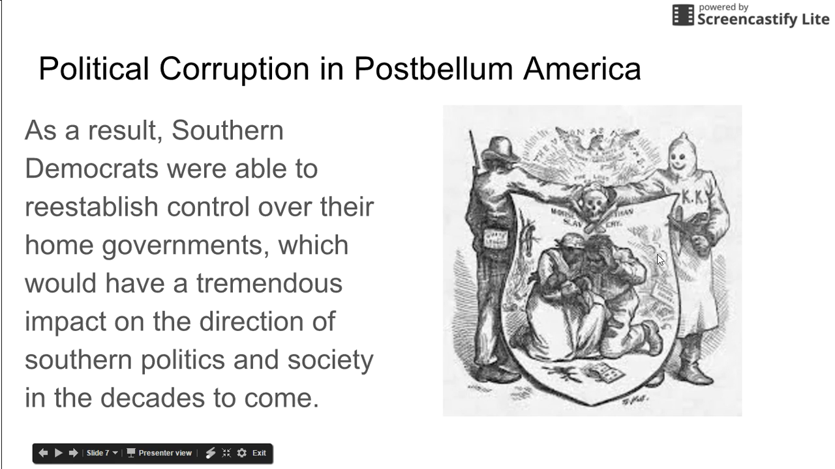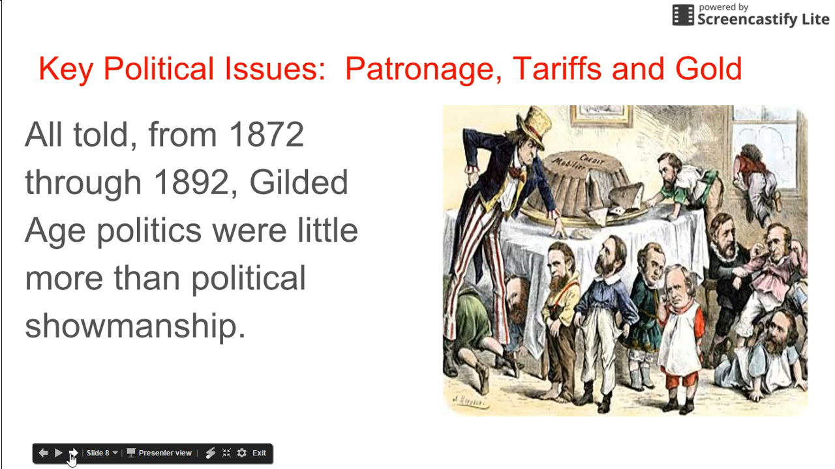And you can see in this cartoon that the Ku Klux Klan and former soldiers are going to create a system where African Americans in the South would suffer. Next slide. The next heading is entitled Key Political Issues, Patronage, Tariffs, and Gold. All told, from 1872 through 1892, Gilded Age politics were little more than political showmanship.